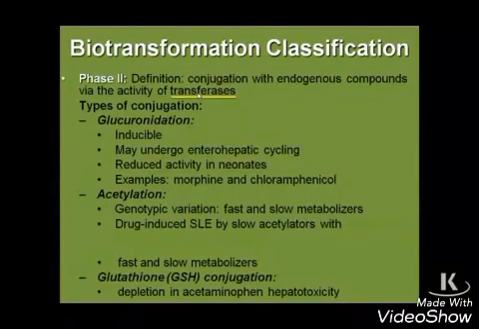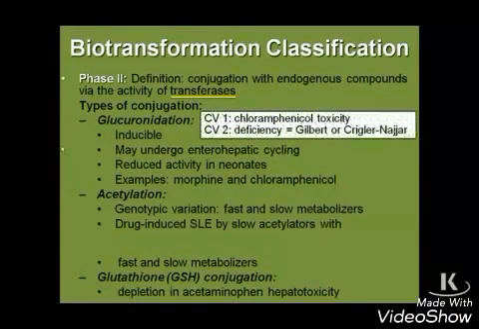There are several types of phase 2 reactions. We're only going to cover a few of these here that are really, really important for your exam. The first of these is glucuronidation, which is really the most commonly utilized of the phase 2 reactions. Now, glucuronidation has several important features. For one, it's inducible. You may see some enterohepatic cycling of the conjugate, but this is an extremely important point right here, that you see reduced activity in neonates, and that's going to lead to my first example here.